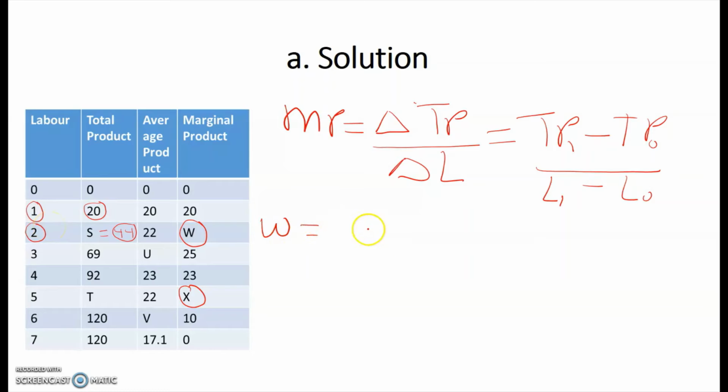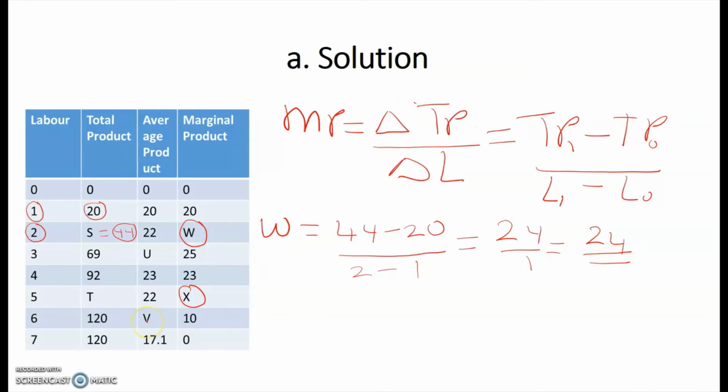So in fixing it in our formula, the TP1, that is the current total product, will be 44 minus the old total product, which is 20, over the current labor, which is 2, minus the previous, which is 1. So that will give us 24 over 1. Any number over 1 is the same as that number. So our final answer will be 24, which is for W.